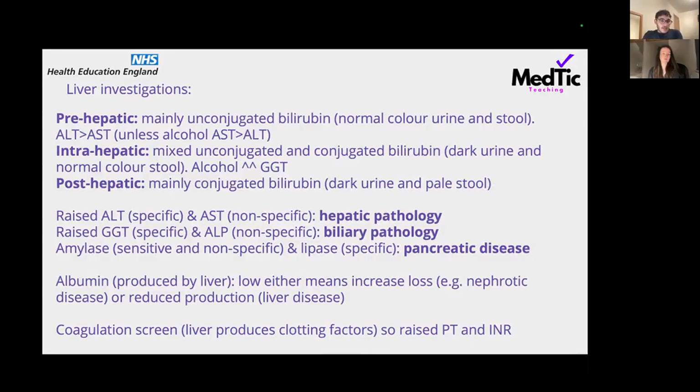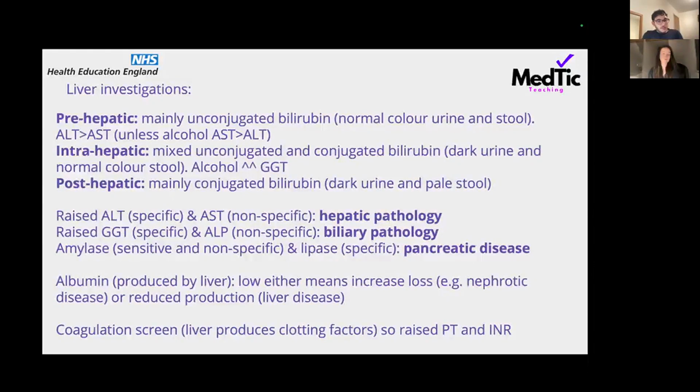And then thinking about the blood tests, for actual hepatic pathology, you have to look at your ALT and AST, see if they're raised. And ALT is more specific. For biliary pathology, GGT and ALP will be raised, but again, GGT will be more specific. And if you're thinking about pancreatic disease, such as pancreatitis, then you look at amylase and lipase, but lipase is more specific.